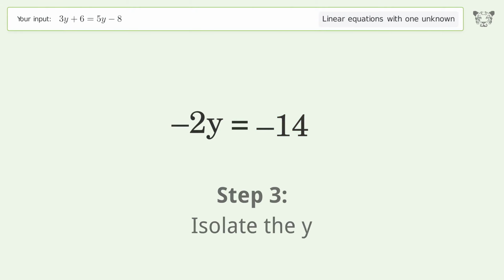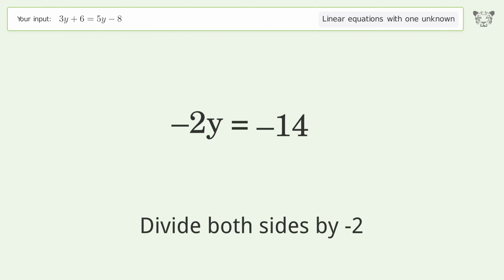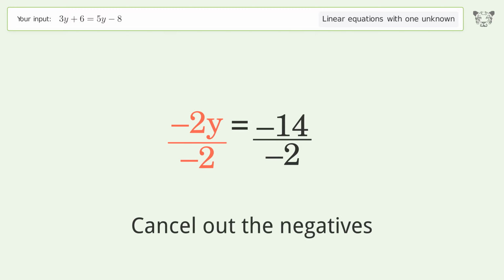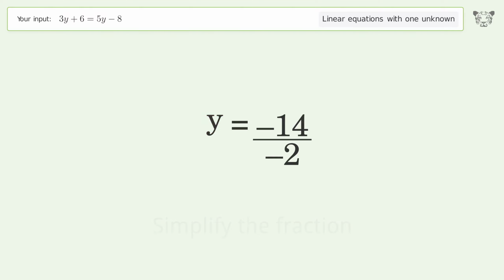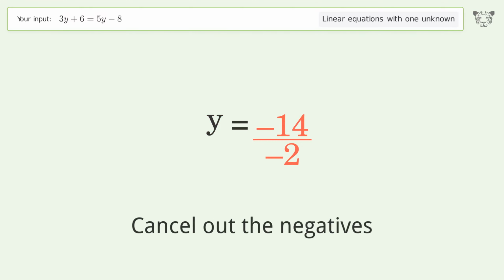Isolate the y. Divide both sides by -2. Cancel out the negatives. Simplify the fraction. Cancel out the negatives.